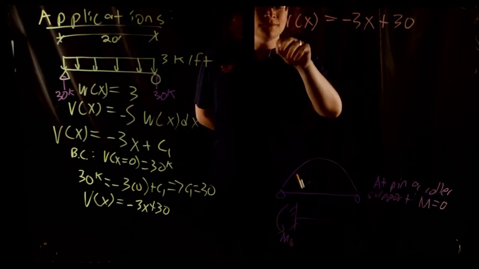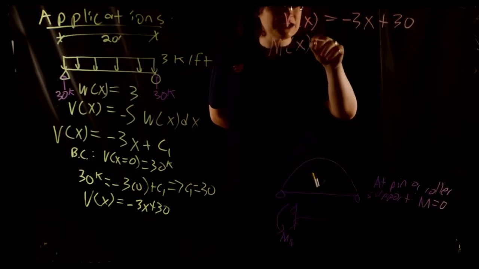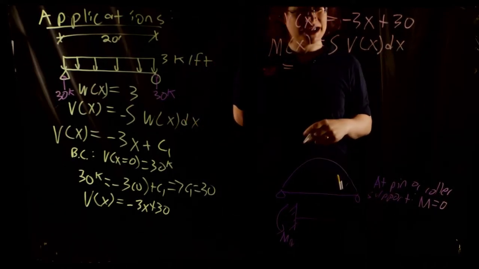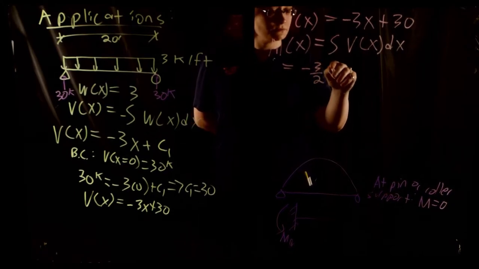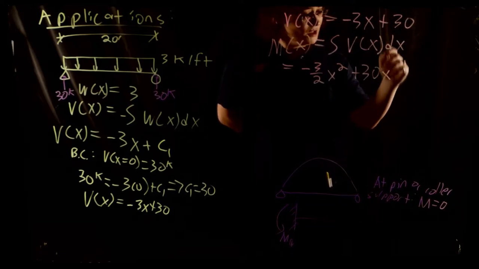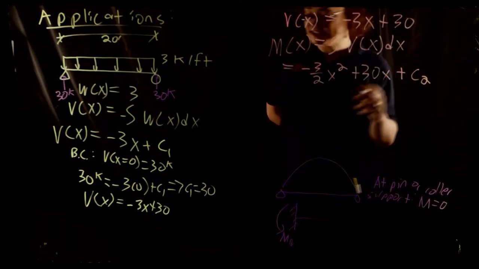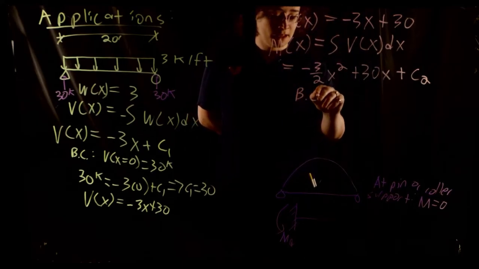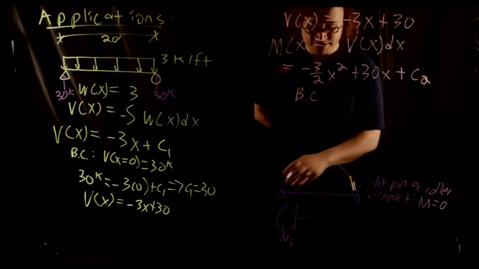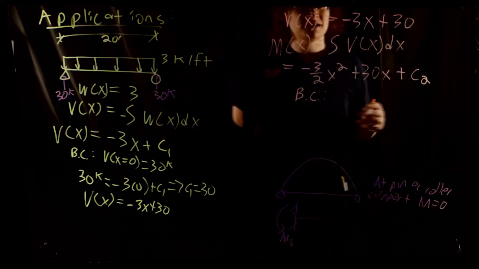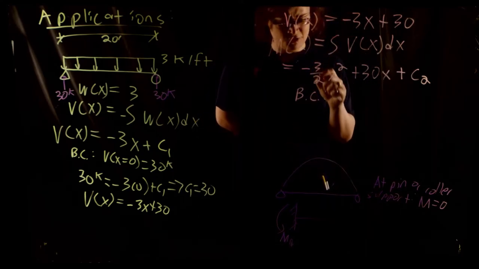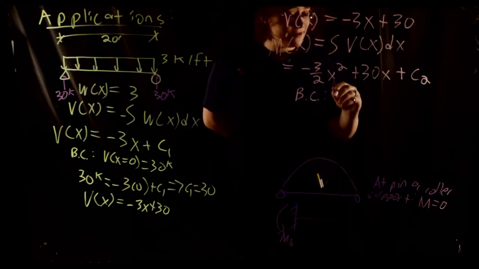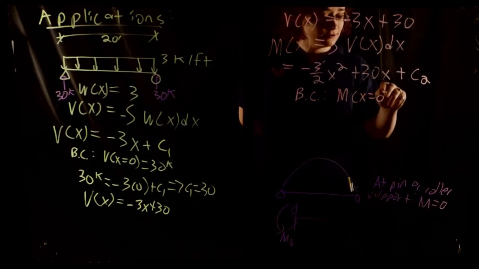So I now know that M as a function of x is equal to the integral of shear as a function of x dx. If you remember how to integrate a polynomial, that would be negative 3 halves x squared plus 30x. And then we'll have another constant of integration, C2 here. And so we need to apply a boundary condition. Because this is a simply supported beam, with a pin and a roller at each end, and because pins and rollers are incapable of supporting any moment, I know that the moment at each end has to come to zero. So my boundary condition is that M at x equals zero is just zero.